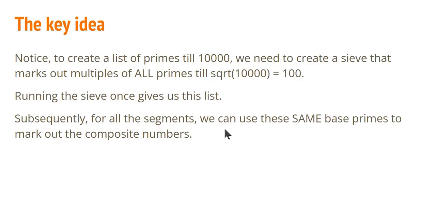Subsequently, for all other segments, we basically make segments of 100, for example. This base list of primes can be used to mark out composite numbers in every subsequent segment. Again, visualization is going to make it clear.